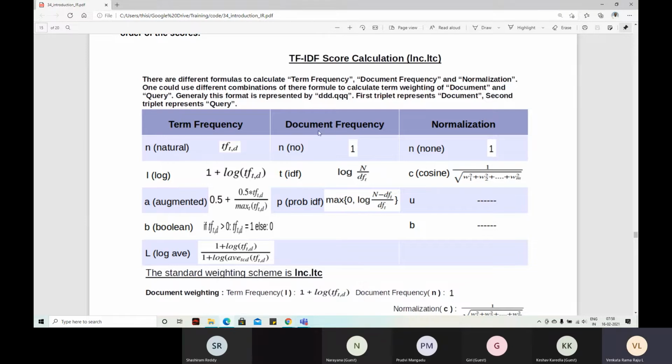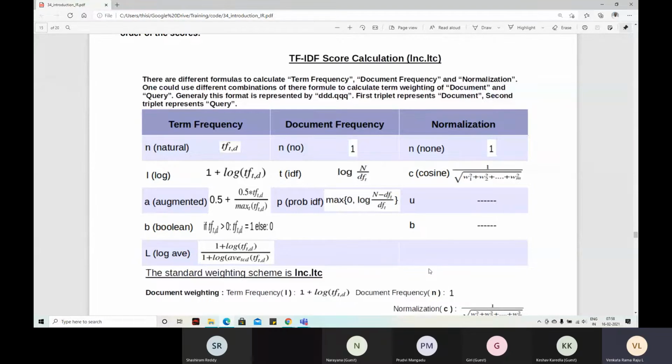And then document frequency, how do you want to choose? There are different ways of calculating document frequency. We have seen the log N by df formula, the inverse document frequency, and the probabilistic inverse document frequency. There are different ways of calculating document frequency, different ways of calculating term frequency, and different ways of normalizing the term frequency. Why do you need to normalize? We'll talk about that in a moment.